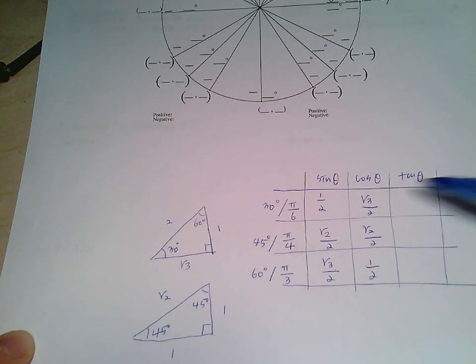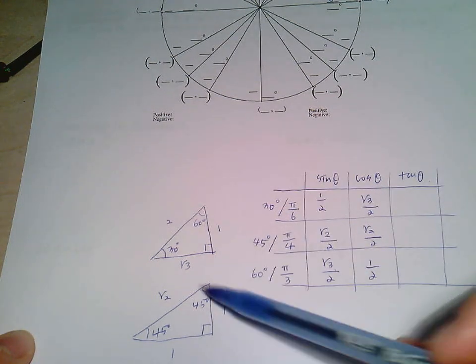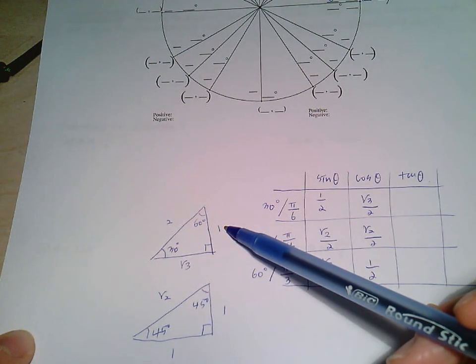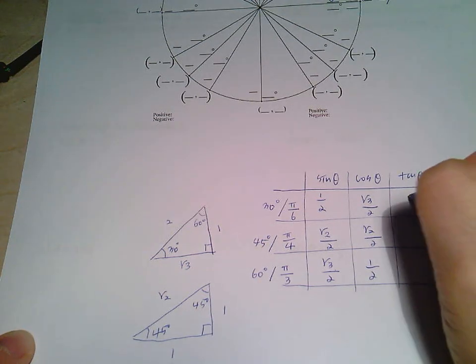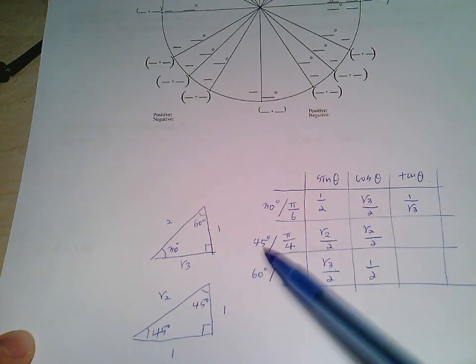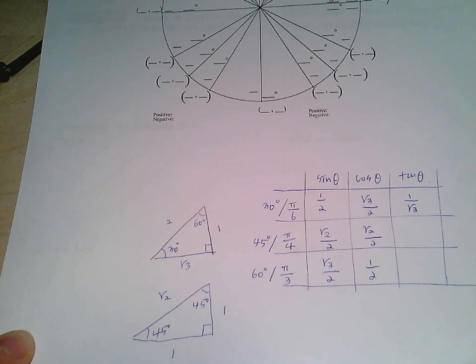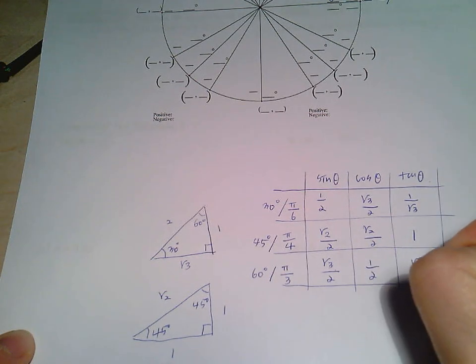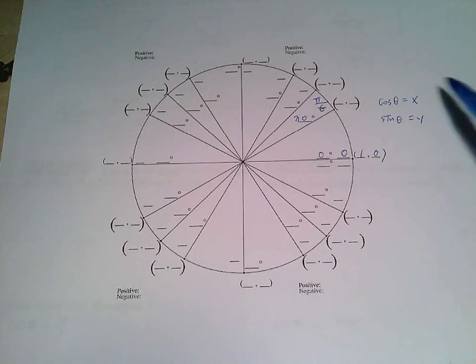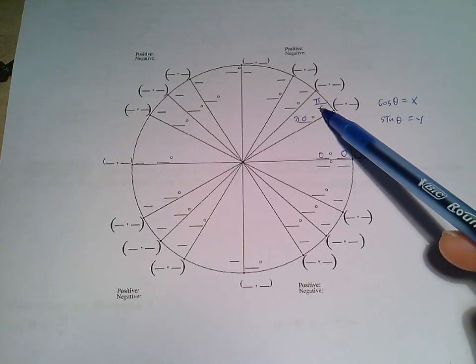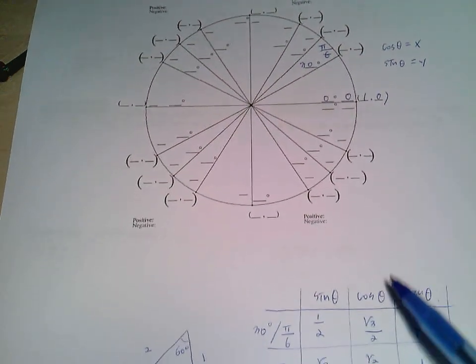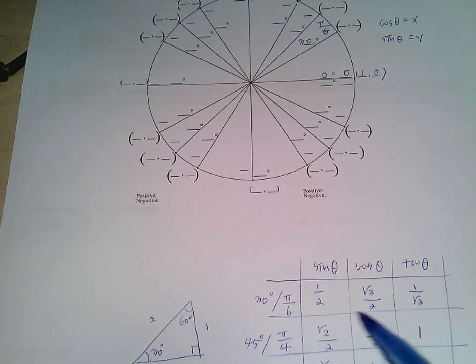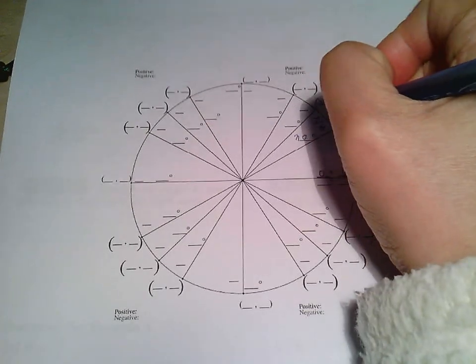Tan theta, how can you find tan 30? So tan 30 is opposite over adjacent, so 1 over root of 3. Tan 45, opposite over adjacent, 1 over 1, which is 1. Now tan 60, opposite over adjacent, root of 3 over 1, which is root of 3. All right, now let's go back here. So cosine theta is x. Cosine pi over 6 is root of 3 over 2. Root of 3 over 2.